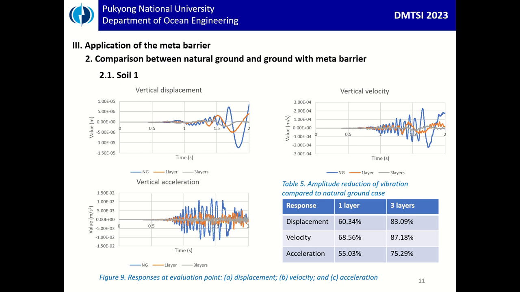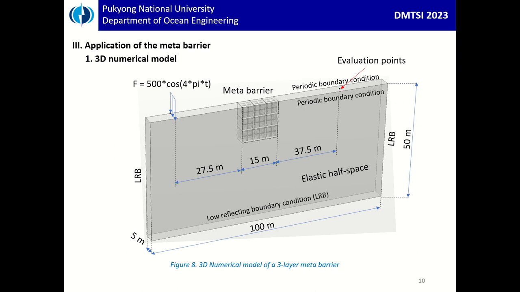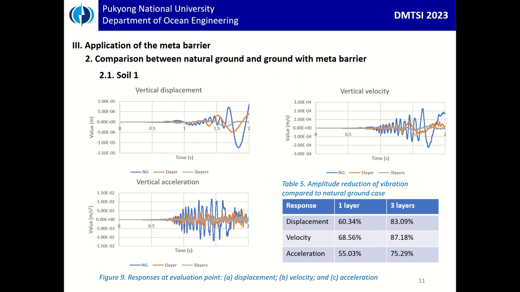In the previous slide, we can see the 3 layers of metal barrier. Now we can see some comparison between the responses, and you can see that the vibration has been reduced a lot effectively in this kind of soft soil condition, especially in the vertical acceleration, and the amplitude reduction of vibration is shown in table 5. 87% can be observed in table 5 for the velocity response.